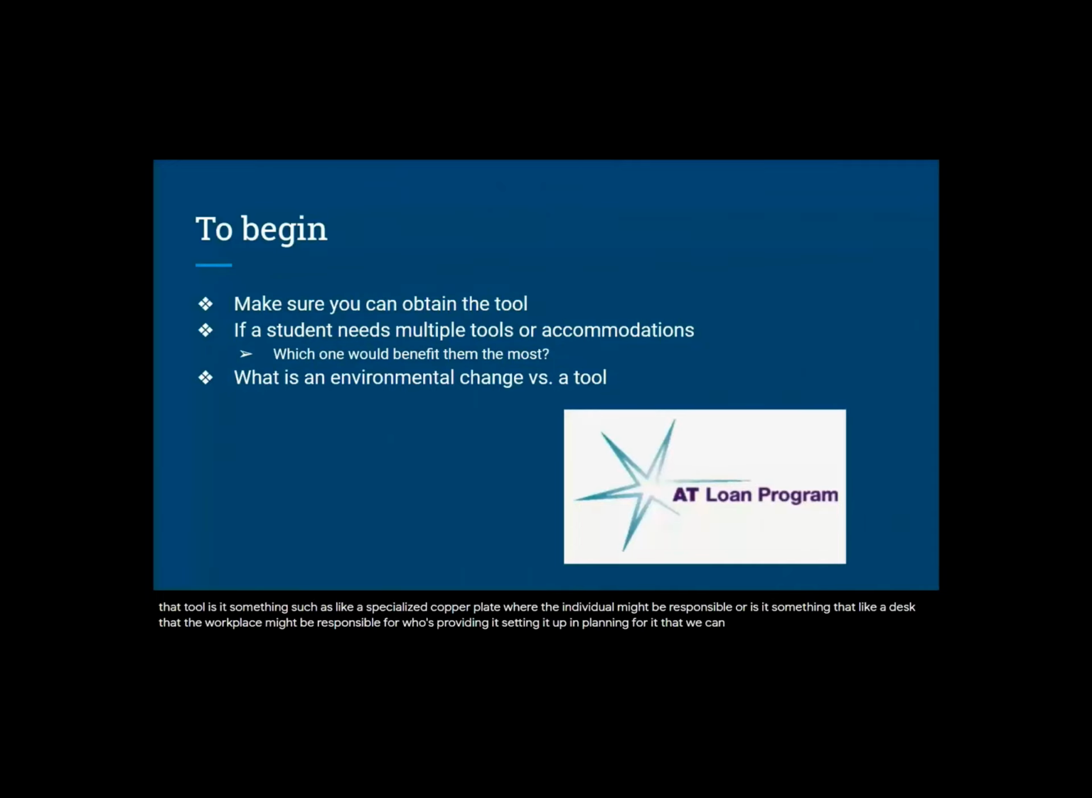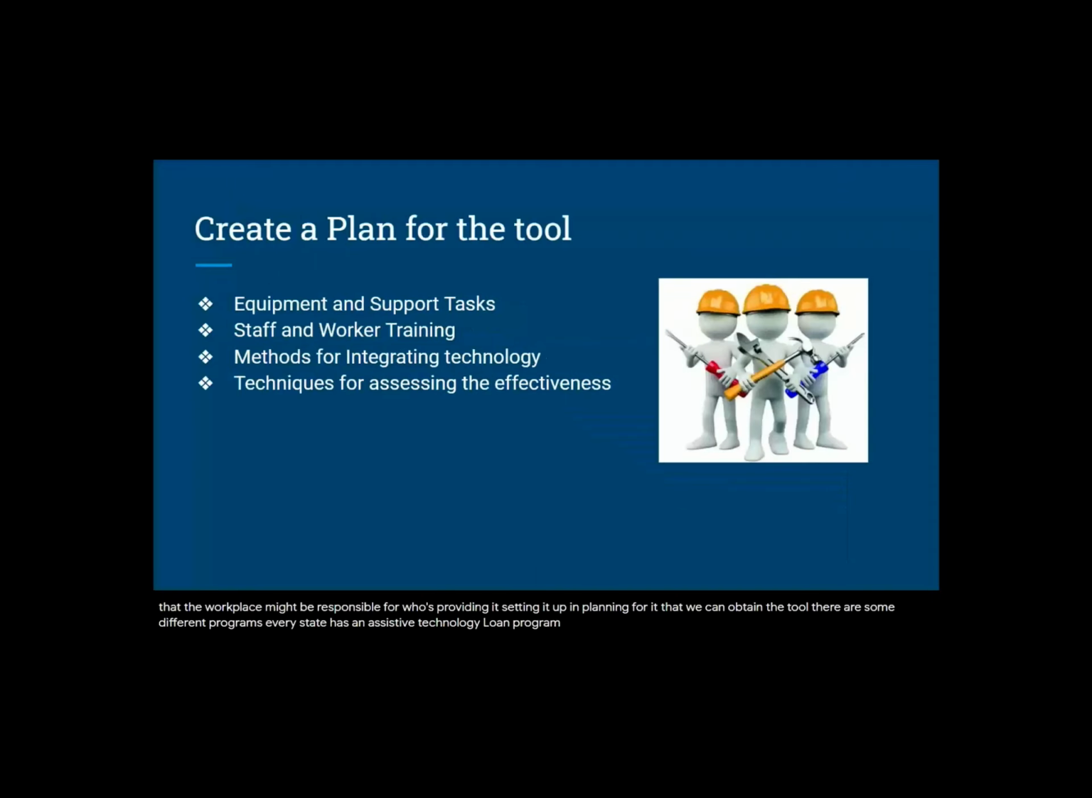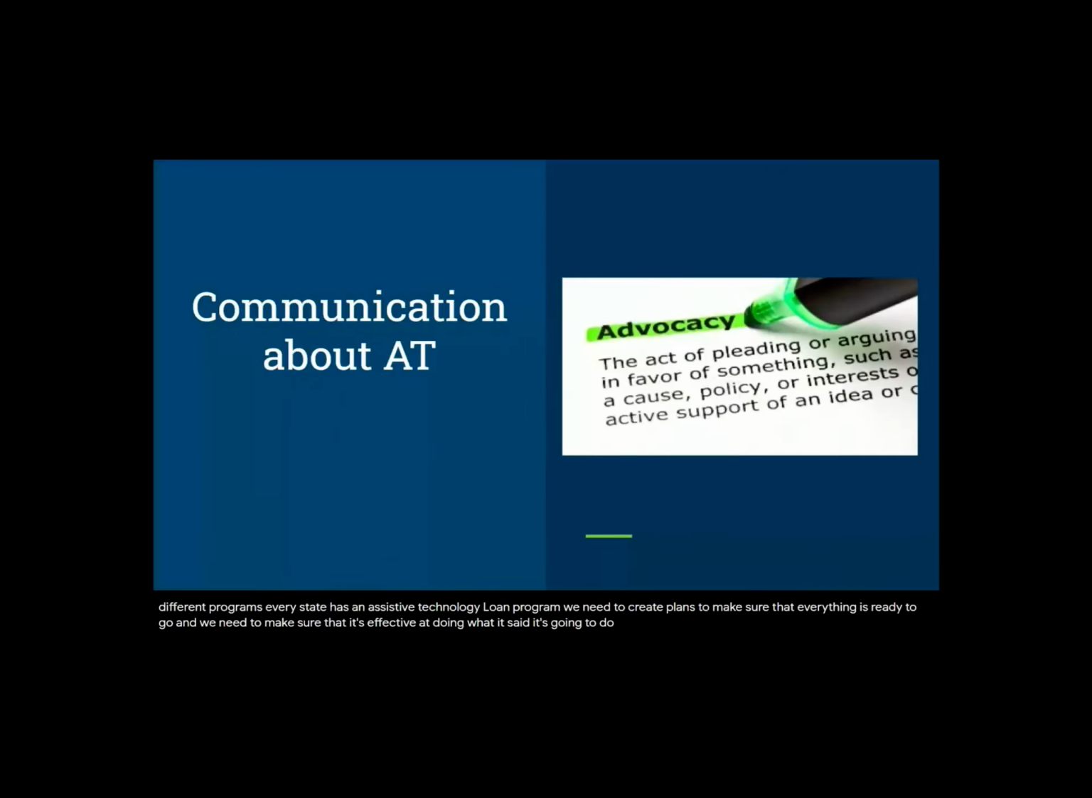We just need to make sure that we can obtain the tool. There are some different programs. Every state has an assistive technology loan program. We need to create plans to make sure that everything is ready to go, and we need to make sure that it's effective at doing what it said it's going to do.